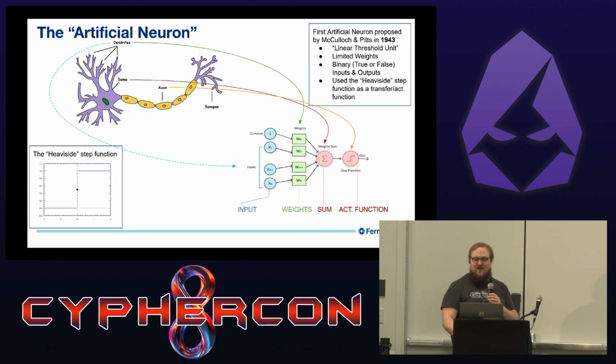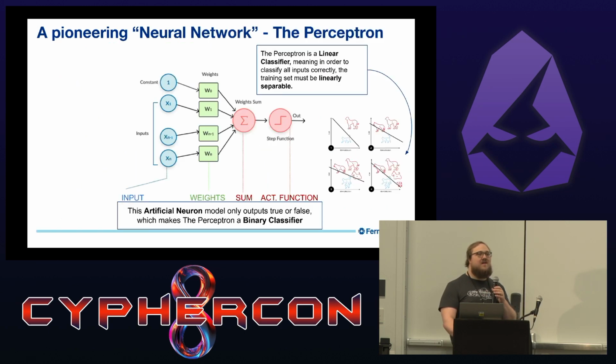And so this is the basic idea of an artificial neuron. This first neuron only was binary. It outputs a 1 or a 0, and that's it. So all the tasks have to be binary.